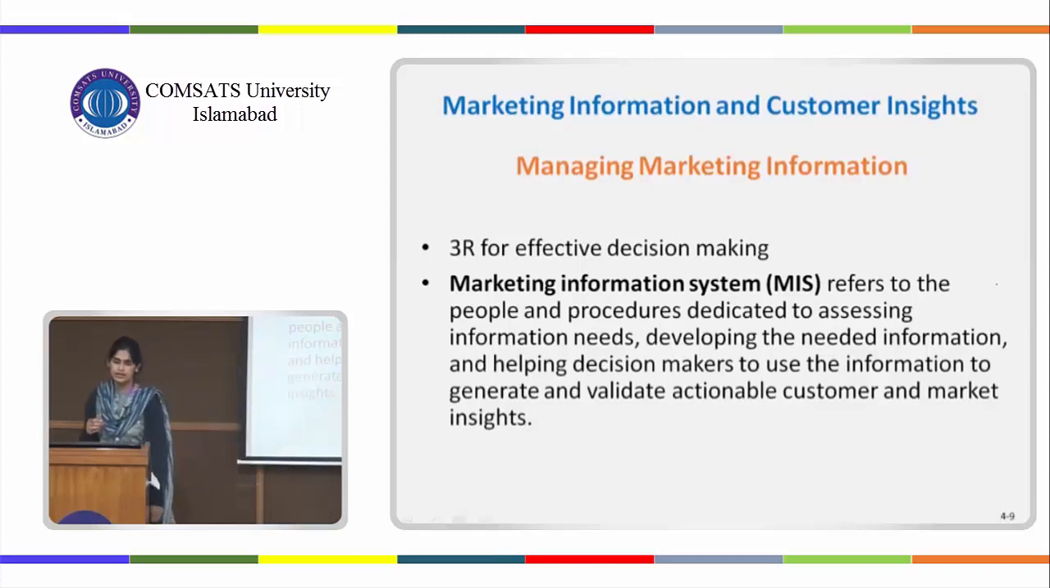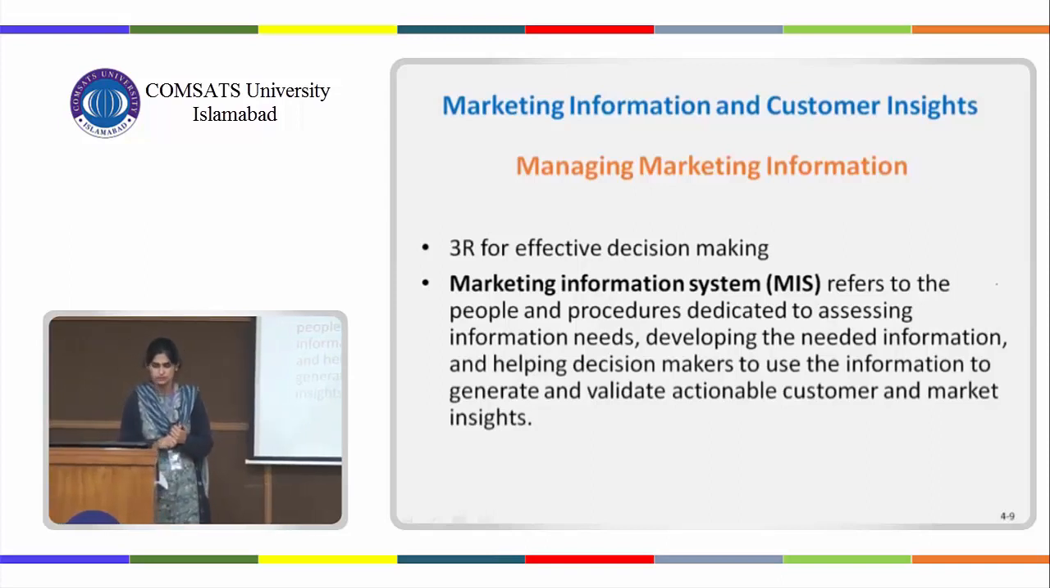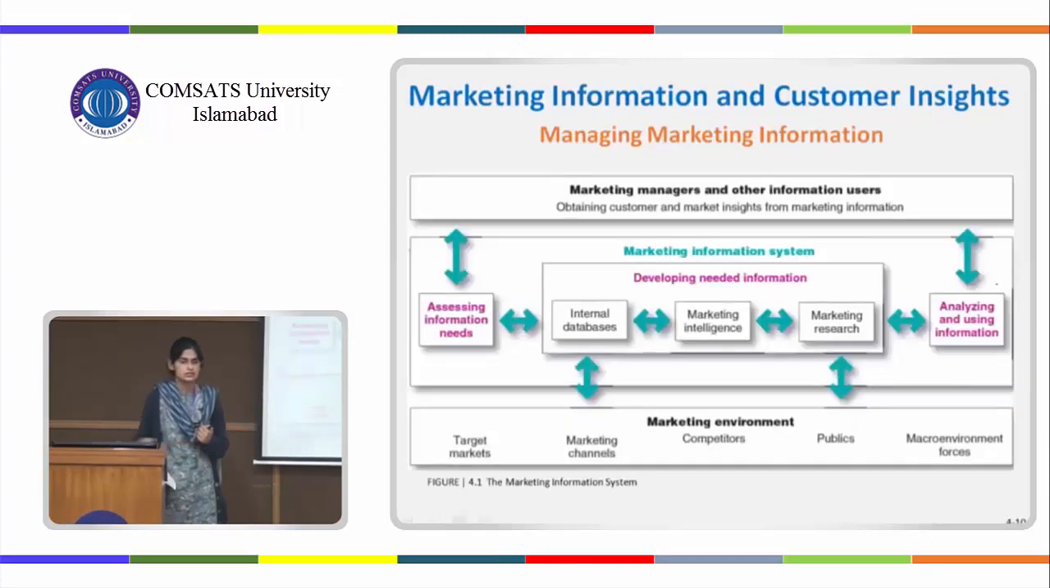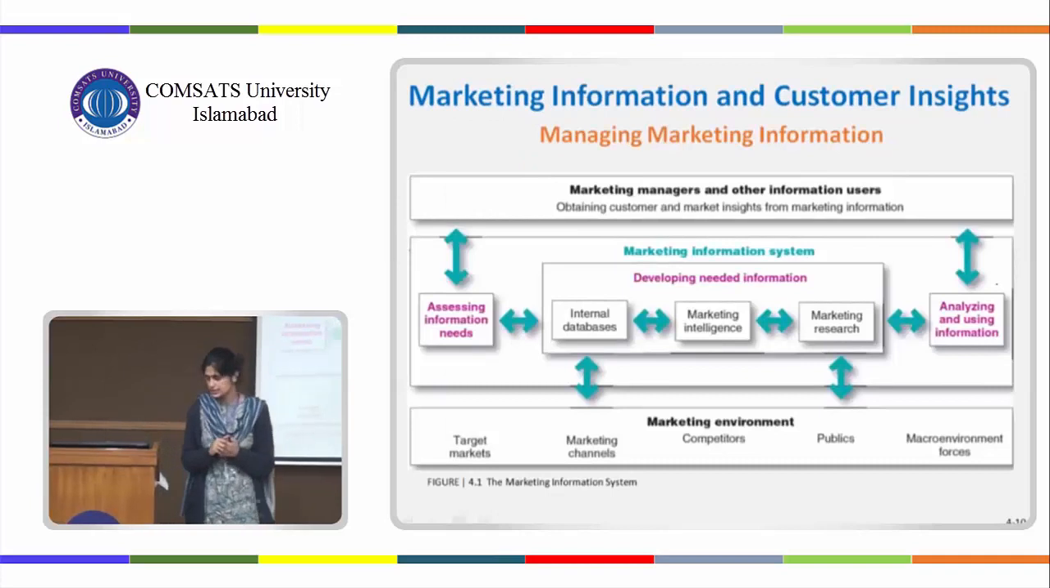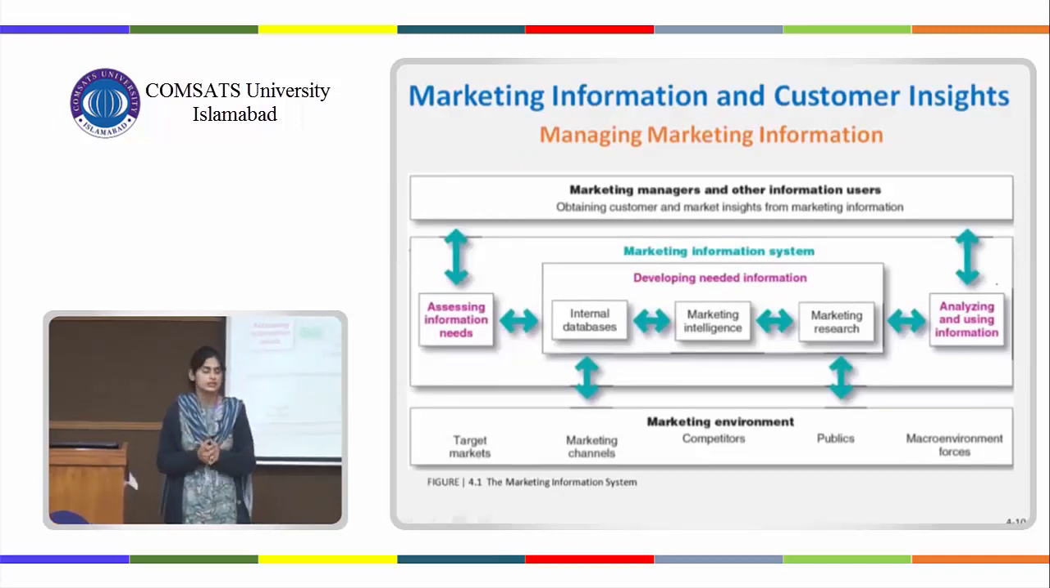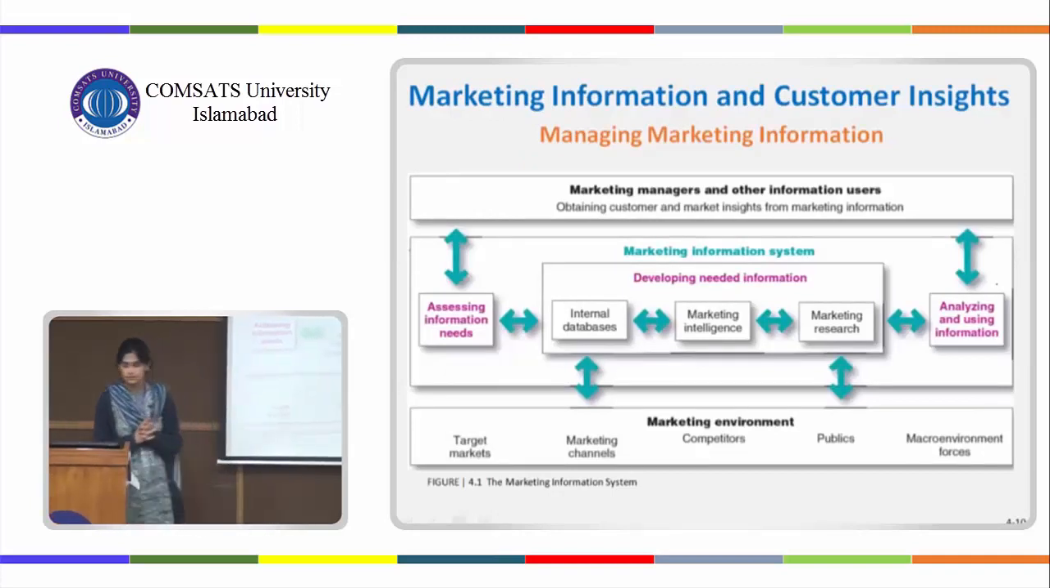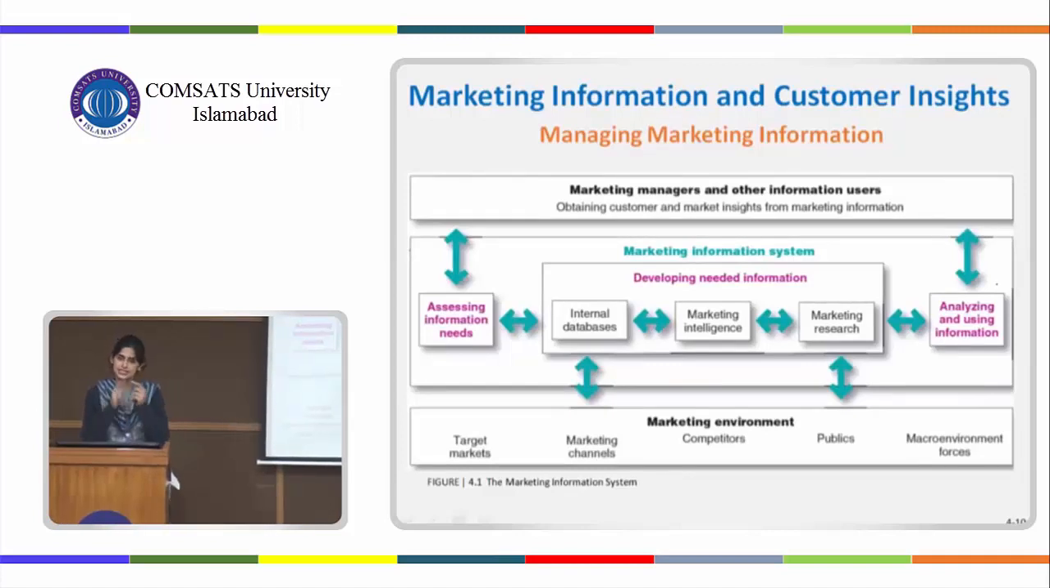Then we talked about MIS. MIS refers to marketing information system, which talks about the people and procedures dedicated to assessing information needs, developing the needed information, and helping decision makers to use the information to generate and validate actionable customer insights. Then we talked about managing marketing information, and we talked about that assessing information is a two-way street, right?